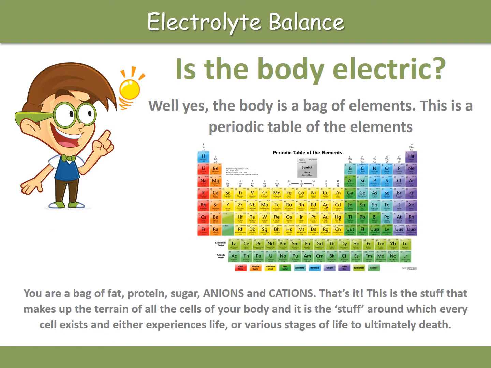Is the body electric? Well, of course we are. We're nothing but a bag of elements. If we look at this table of elements here, this is what we're made of. We're a bag of fat, protein, sugar, anions, and cations, and that's it. This is the stuff that makes up the terrain of the cells of the body and all the stuff around which every cell exists and experiences life or various stages of life to ultimate death. We are electrical chemical beings.